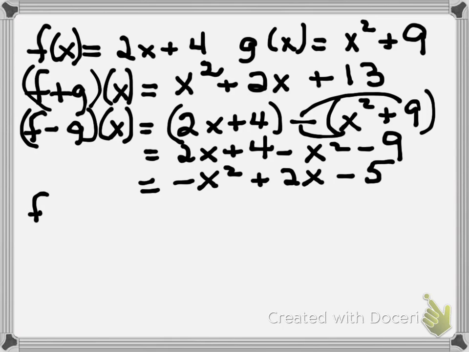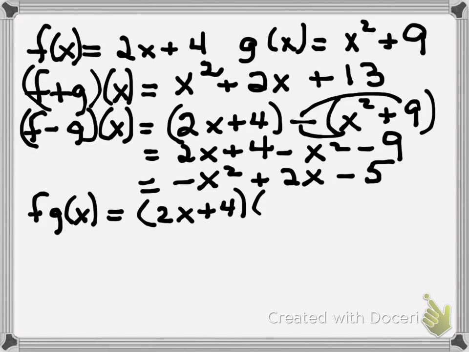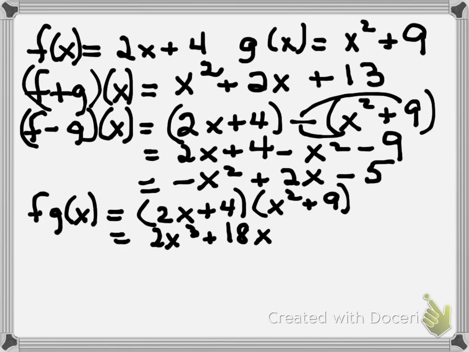Let's take f times g, or f of x times g of x. This is two binomials, so I'm going to multiply them together by FOIL. So the first of each would give me 2x times x, or 2x cubed. The outside is positive 18x. The inside is positive 4x squared. And the last terms of each, 4 times 9 is 36.